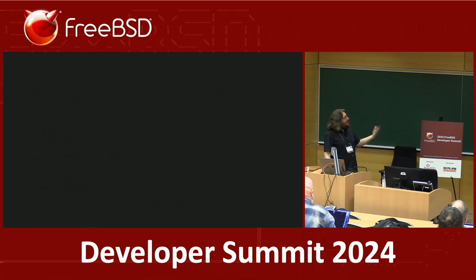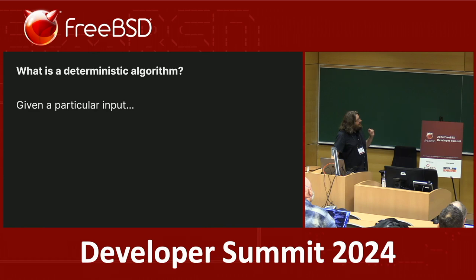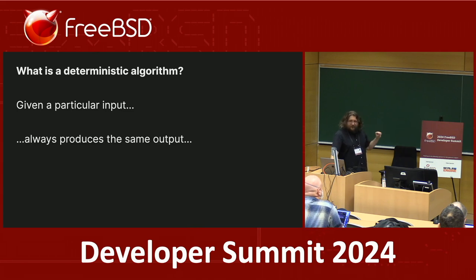Now, let's talk about the other part of the talk. What is determinism? What is a deterministic algorithm? What are the attributes of a deterministic algorithm? Take a moment, think about it. There are three things I want to hit here. The first thing with a deterministic algorithm is, given a particular input, you want to always produce the same output. Determinism, yay.